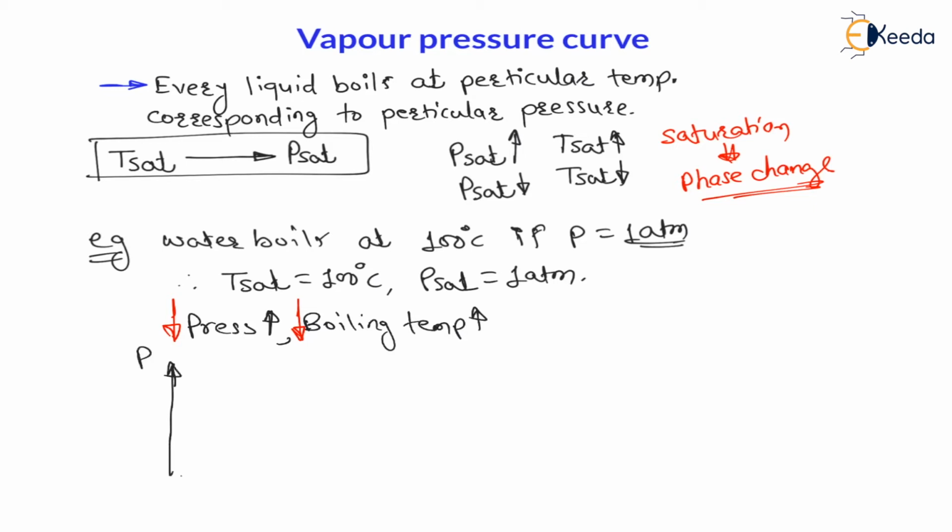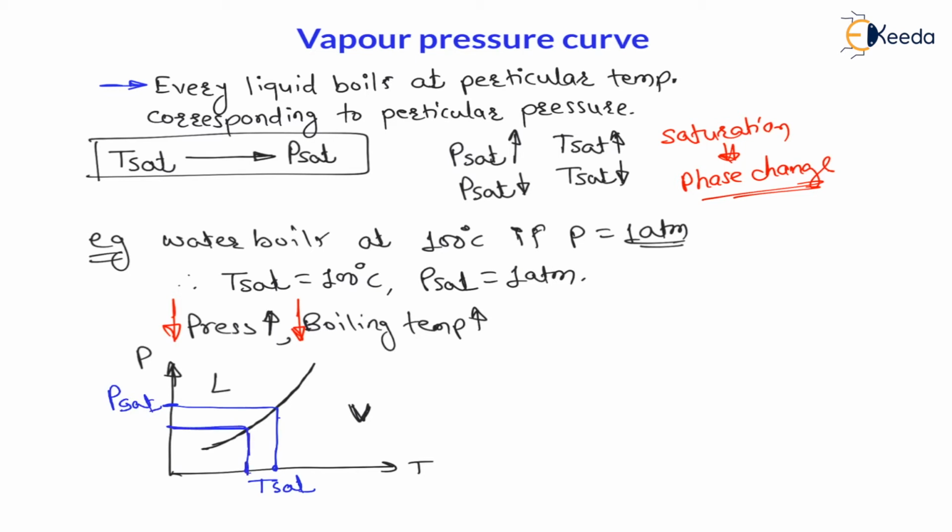if I draw a pressure versus temperature diagram, right, then as the pressure goes on increasing, boiling temperature also goes on increasing. Now here on one side there will be a liquid state, and here there will be a vapor state, right? Or liquid plus vapor dome, we can say. Means as saturation temperature increases, let us say this is a particular saturation temperature. Corresponding to this saturation temperature, there is a saturation pressure. Now as pressure decreases, saturation temperature also decreases, and as saturation pressure increases, saturation temperature also increases.